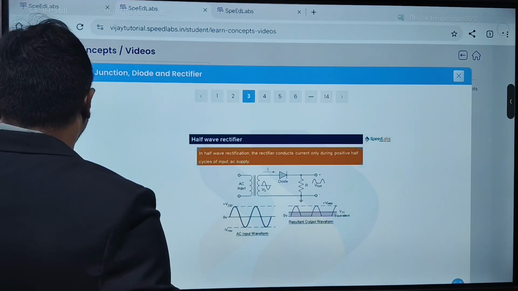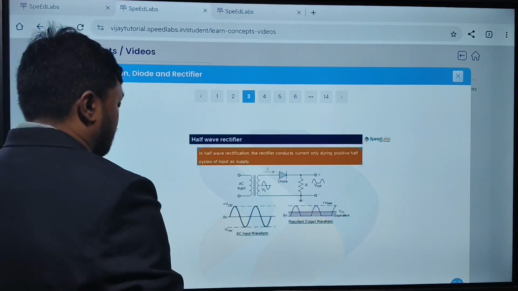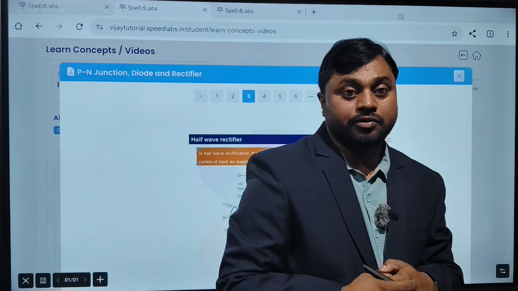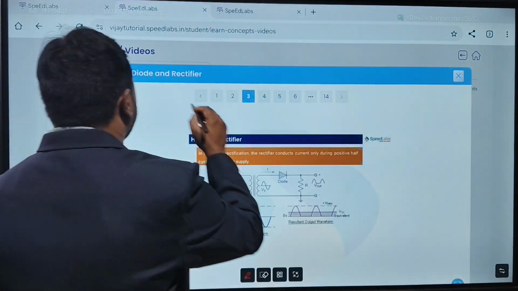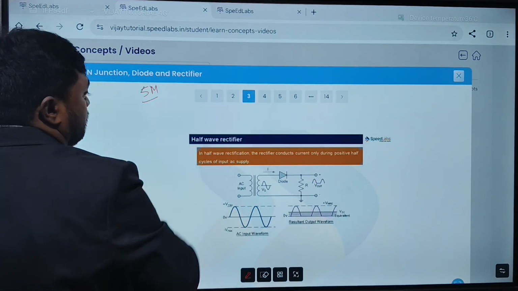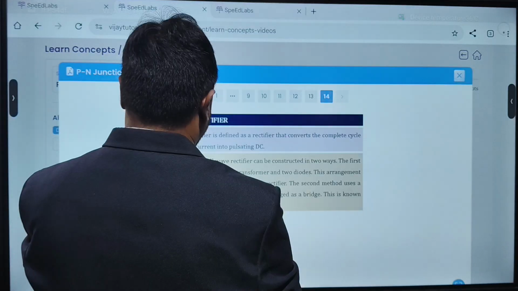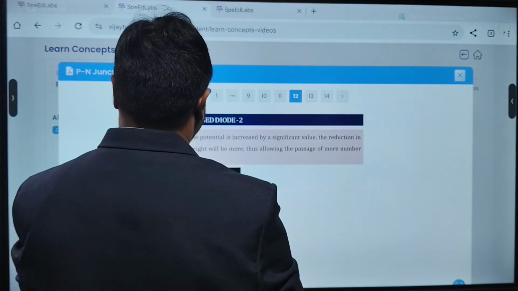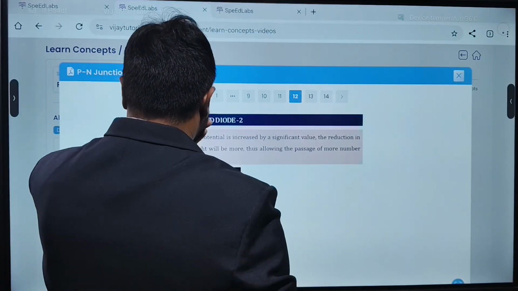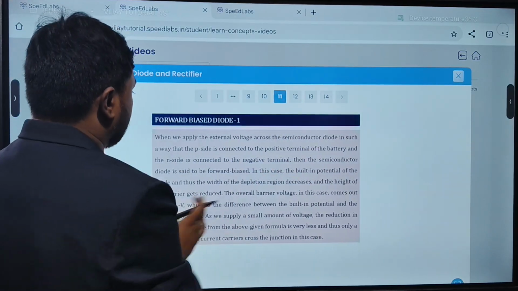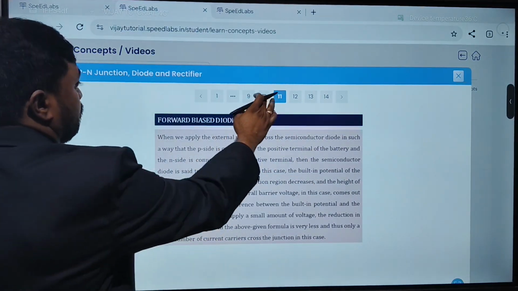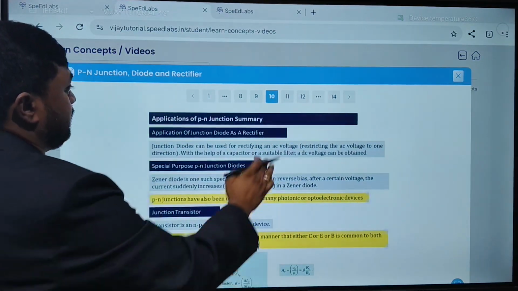Next, we talk about the half wave rectifier, which is very, very important. Half wave rectifier and full wave rectifier. These questions may be asked for 5 marks. Half wave rectifier and full wave rectifier. So first, let's see half wave rectifier. Here you can see forward bias and reverse bias nodes are there. What happens in case of forward bias? You can take the screenshot.